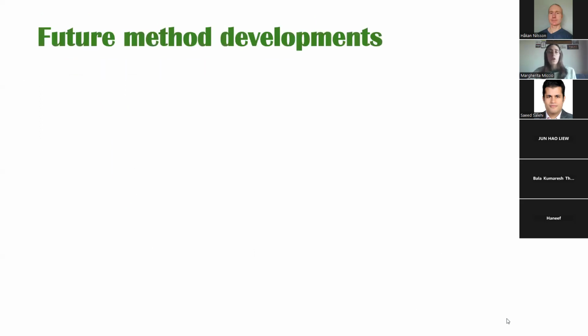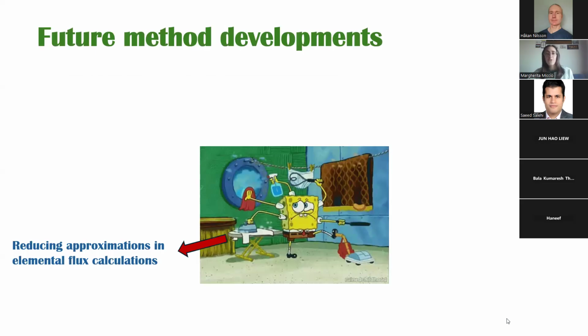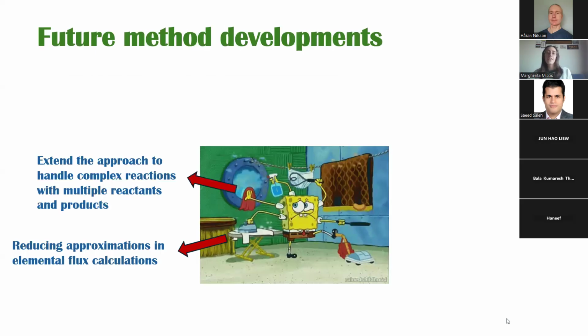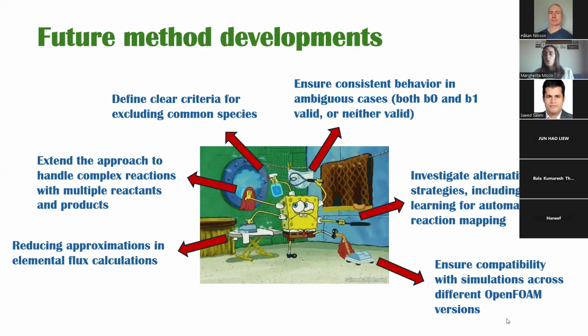And yeah, there is a lot of future method development I also need to do in the next steps. I don't know if I have time to go through it, but anyway, it's about reducing the level of approximation I have used so far, and using new methods such as machine learning for automatic reaction mapping.